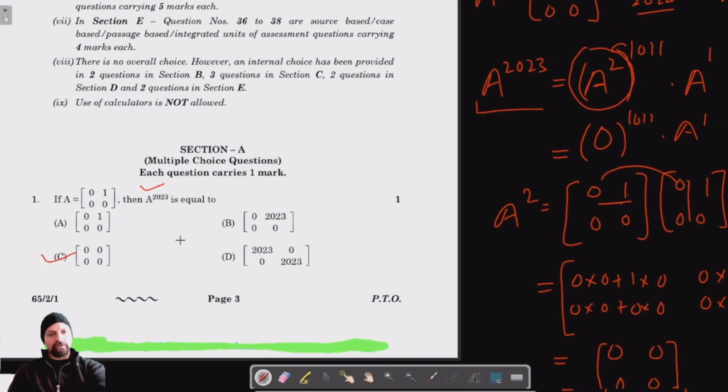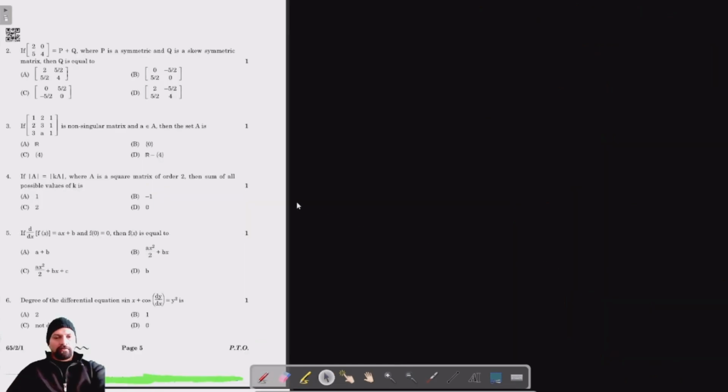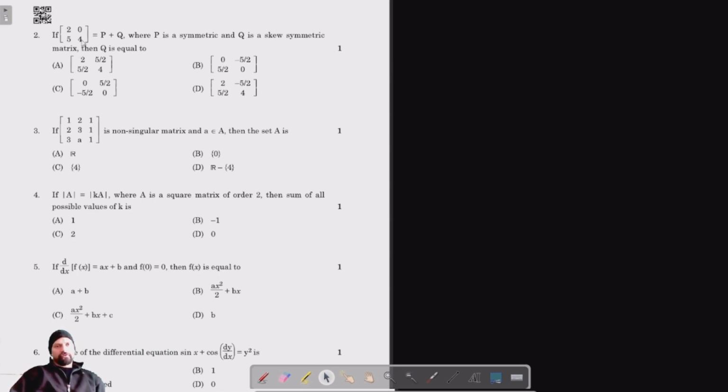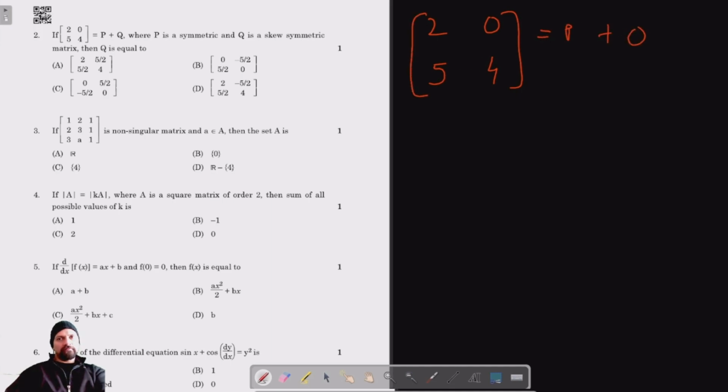Let's move on to question number 2. For question number 2, it's given that the matrix [2 0; 5 4] is equal to P plus Q, where P is symmetric and Q is skew symmetric matrix, and what is Q equal to? Okay, so we are given that the matrix [2 0; 5 4] is equal to P plus Q, where P is symmetric and Q is skew symmetric.